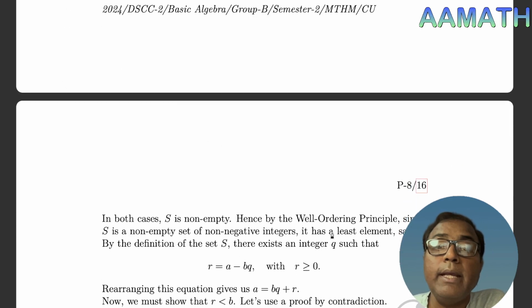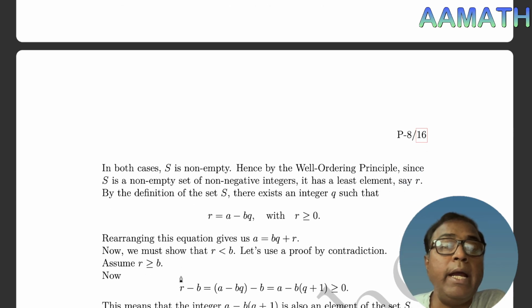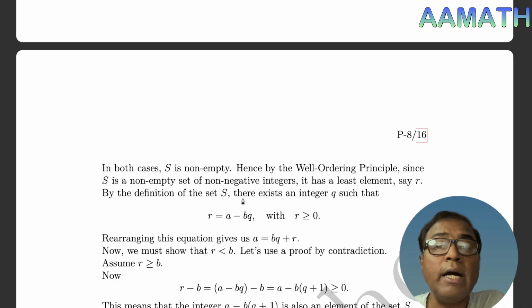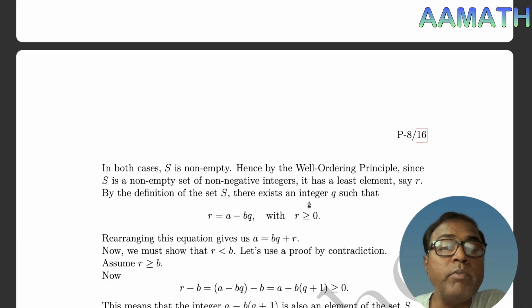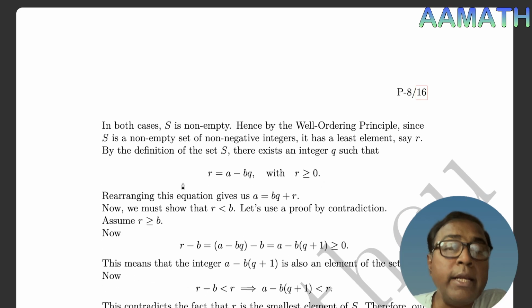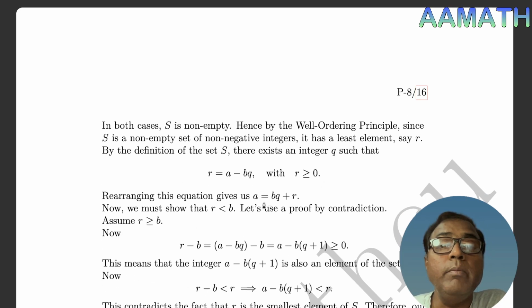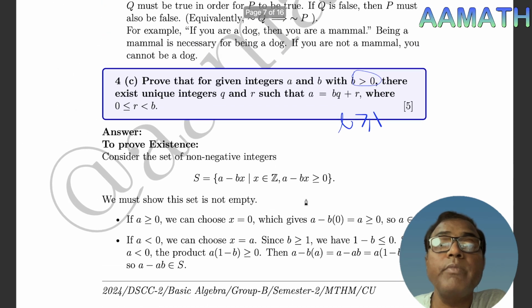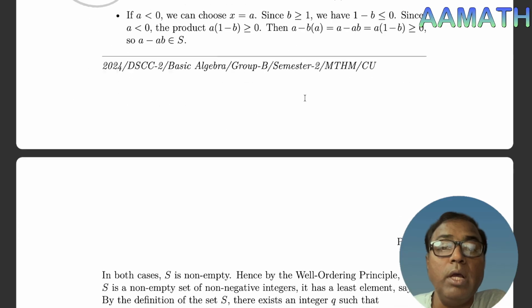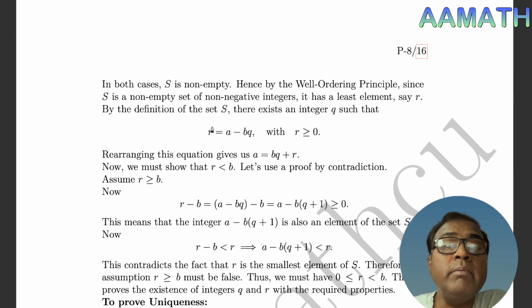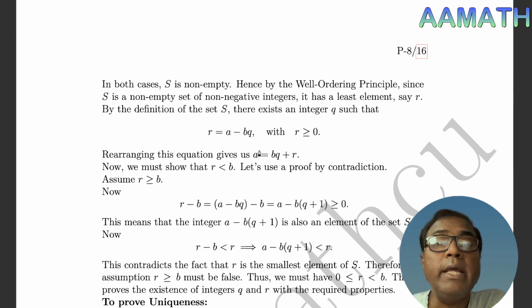we get a least element, say R, of the set S. By the definition of S, this R can be written as A minus BQ with R greater than or equal to 0, because R belongs to S, A and B are some integers, and Q is also an integer. Rearranging this equation, we get A equal to BQ plus R. R equal to A minus BQ is the same as A equal to BQ plus R.